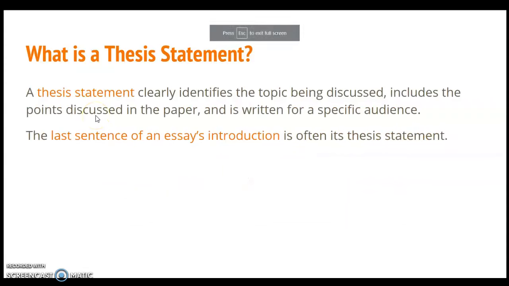Okay, what is a thesis statement? So a thesis statement clearly identifies the topic being discussed, and it includes the points discussed in the paper, and it's written for a specific audience, okay? Usually the last sentence of an essay's introduction is the thesis statement.